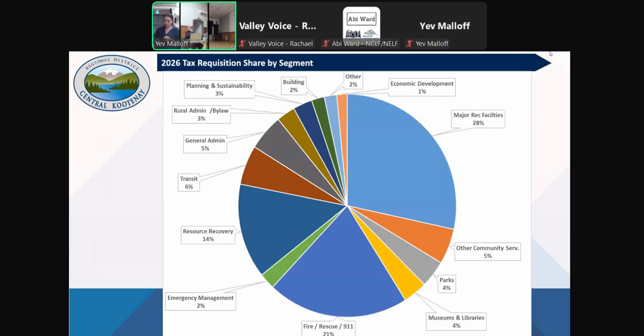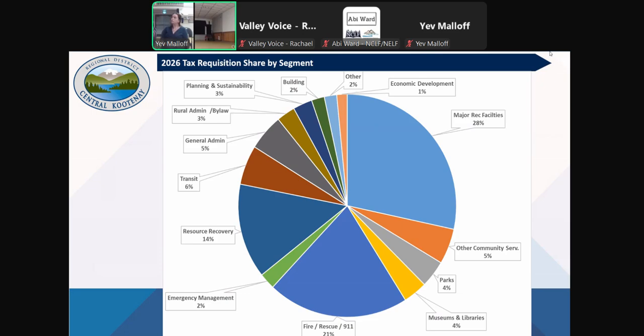So we'll go through a few pie charts here. This is for the regional district as a whole, just to give an understanding of where the tax dollars go. So 28% goes to the major rec facilities. That's the swimming or aquatic center, arena, and fitness centers in Nelson, Castlegar, and Kaslo. That's 28%. And then other community services, parks and museums. You add those to rec facilities, and it's just over 40% for parks, recreation, and culture.